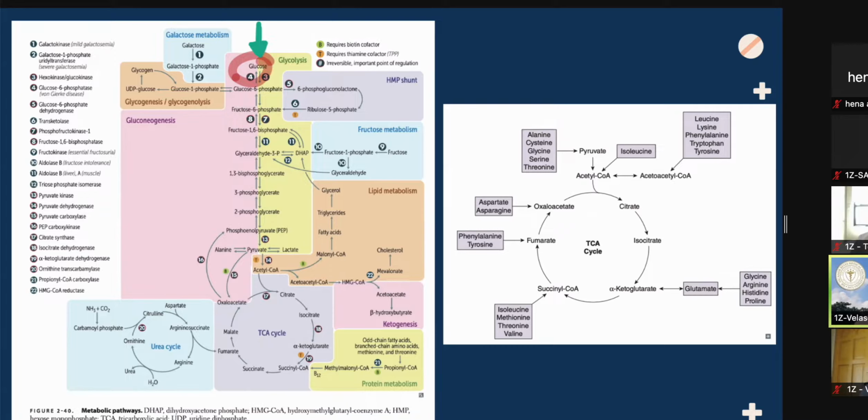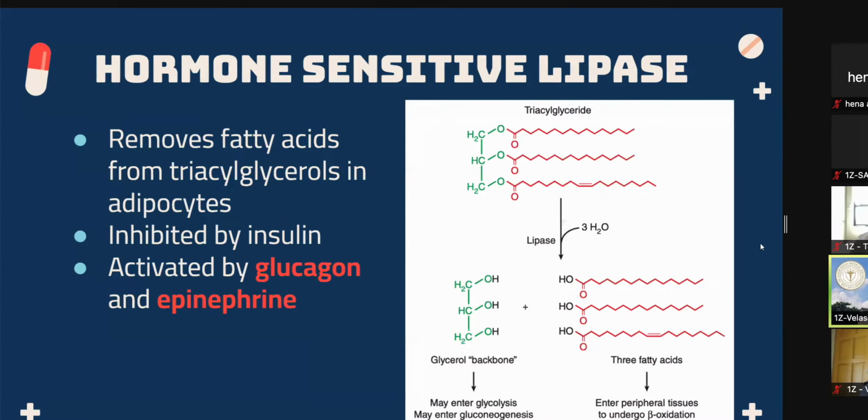So again, the goal is to create glucose, that energy source for our body. As you can see too, amino acids can be directly fed into the TCA cycle, further going down to processes such as the electron transport chain, creating more energy. So this also serves as an energy source for us in the absence of glucose. All right, next, talking about how fatty acids are broken down.